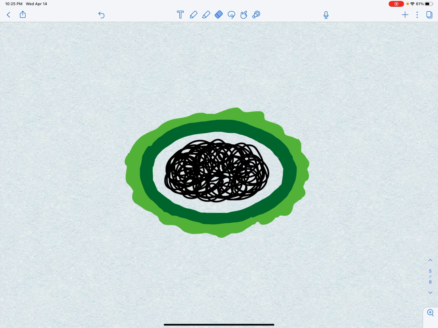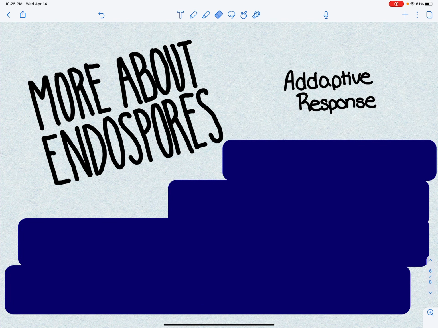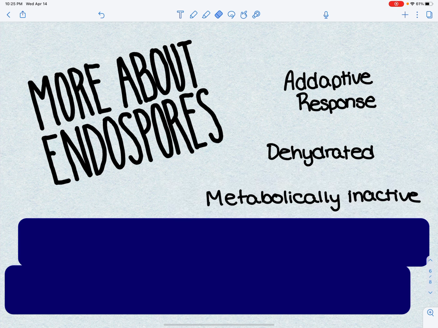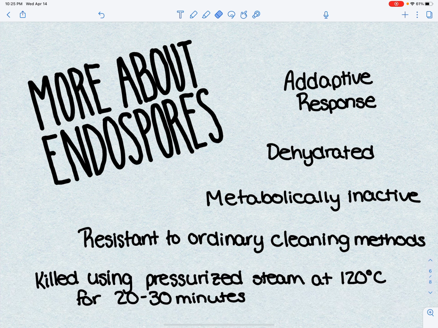Now, why do we want to switch over to making endospores? Well, it's an adaptive response. The endospores created are extremely resistant to chemicals, heat, radioactivity, freezing, and drying. This is because they are dehydrated and they're metabolically inactive. This is going to give them extremely long lifespans lasting up to 250 million years. They're very resistant to ordinary cleaning methods and can only be destroyed by pressurized steam at 120 degrees Celsius for 20 to 30 minutes.